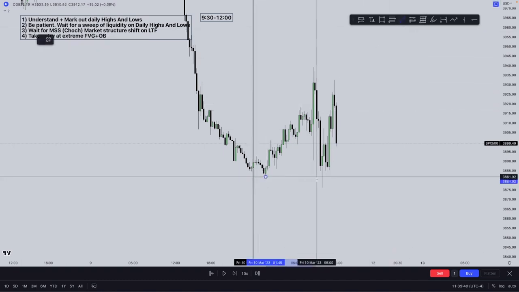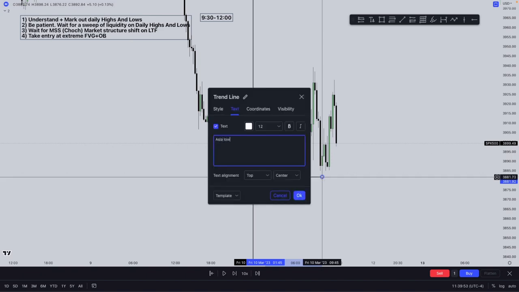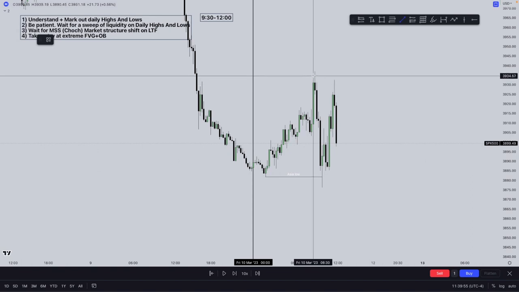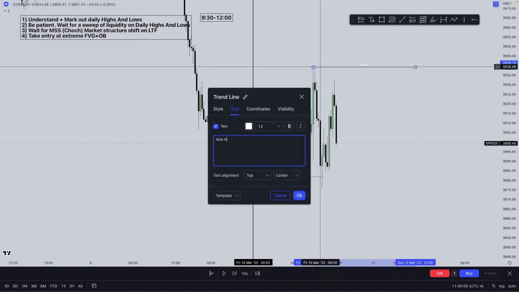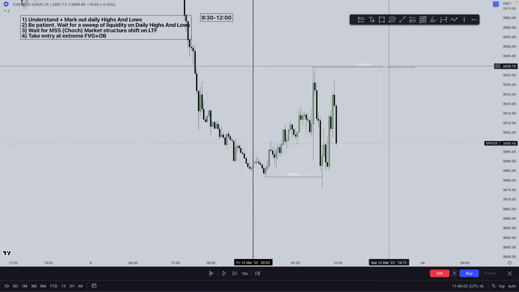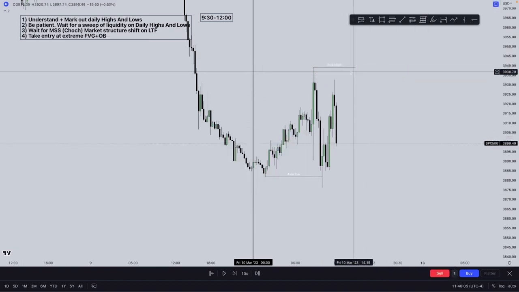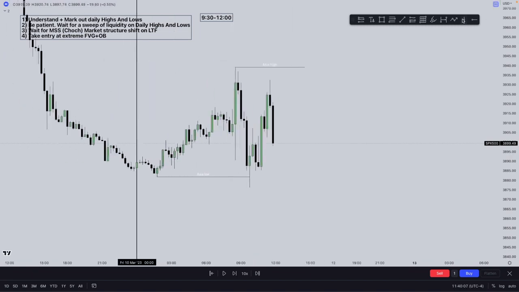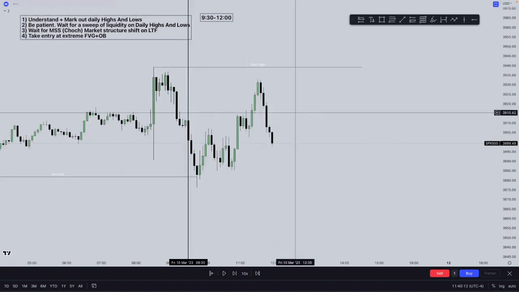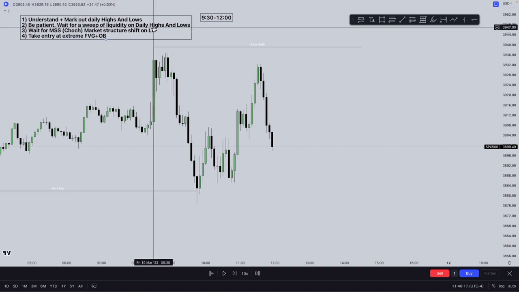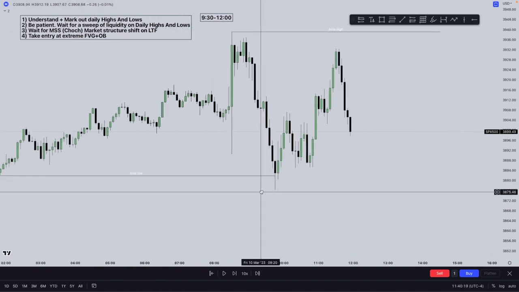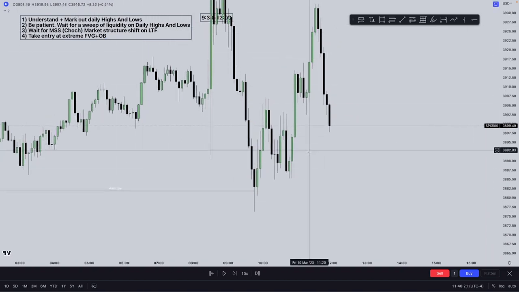Asia lows right here, so let's mark this out as Asia lows. And Asia highs took place right here. So anyway, Asia lows and Asia highs right there. Again, we can mark out the Asia highs and Asia lows until 9:30, because 9:30 is where we start trading the strategy. And after 9:30, we just wait for a sweep of liquidity on daily highs and daily lows, Asia highs and Asia lows.